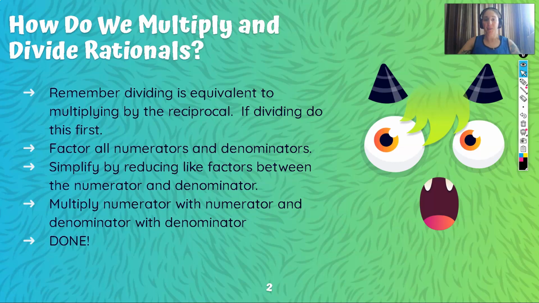So what does it mean to multiply by the reciprocal? Flip it, multiply it. So if you're dividing, take the second term, flip it, multiply it. And then, once we have everything into multiply land, we're going to factor all the numerators and the denominators. Why are we going to do this? Because we're going to simplify by reducing like factors between the numerators and denominators.